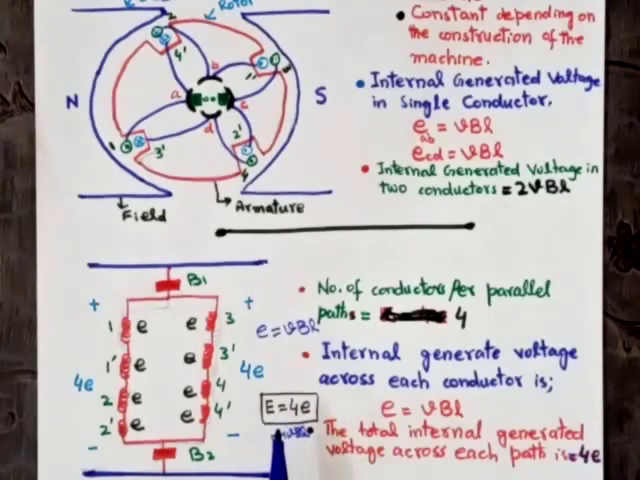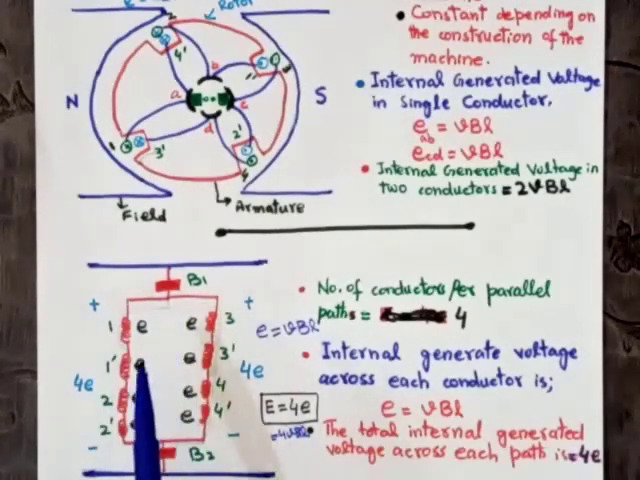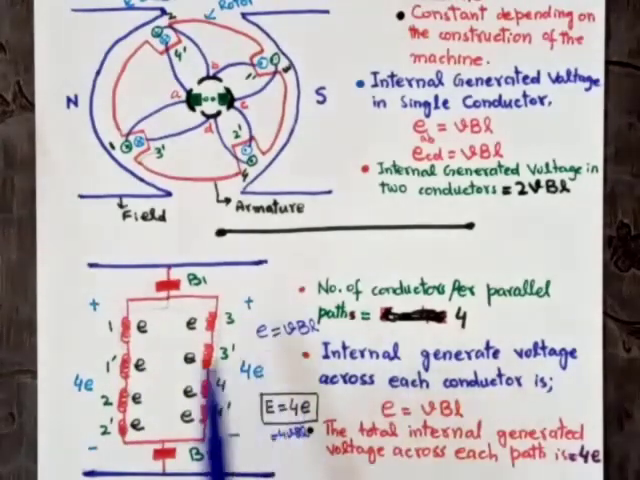This relationship is very important. There are two important points. The first one is that the induced voltage is proportional to the total number of conductors per parallel path, that is, per single path. As you can see in this figure, there are 4 conductors per path, because there are 2 parallel paths, and in each path the number of conductors will be 4.